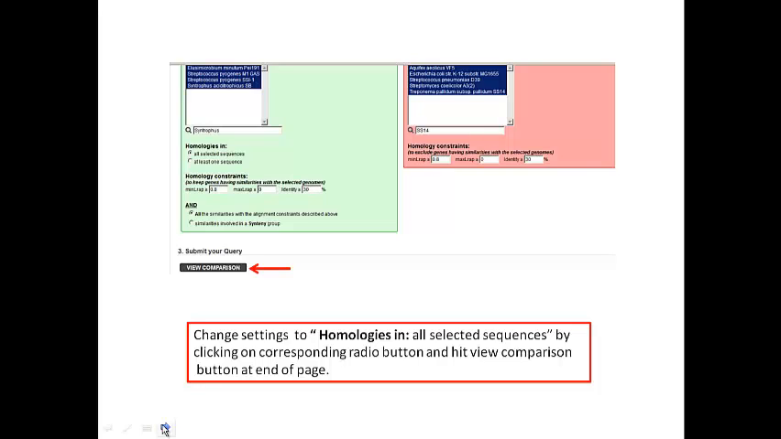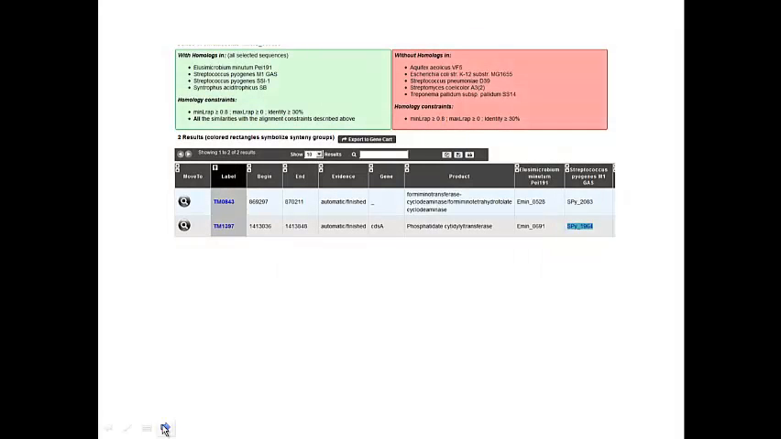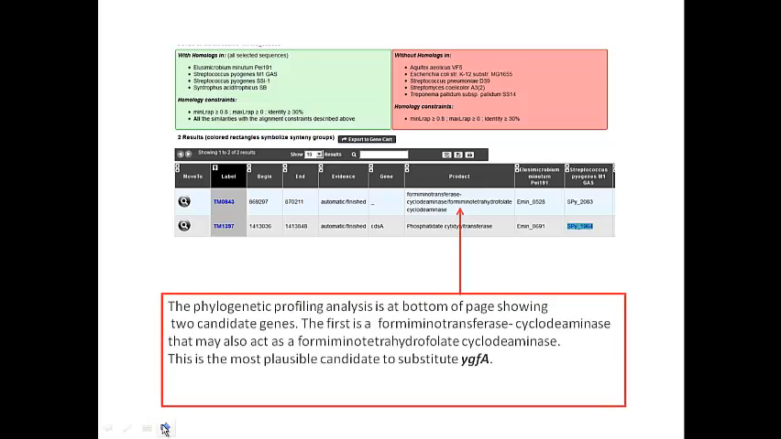The phylogenetic profiling analysis will be displayed at the bottom of the page. The first alternative on this results table is the formiiminotransferase cyclodeaminase, which may also act as formiimino tetrahydrofolate cyclodeaminase. This is the most plausible candidate to substitute YGFA, and it is the same gene identified by using the JGI phylogenetic profiler earlier in this lecture.